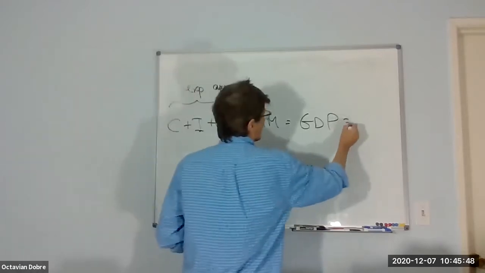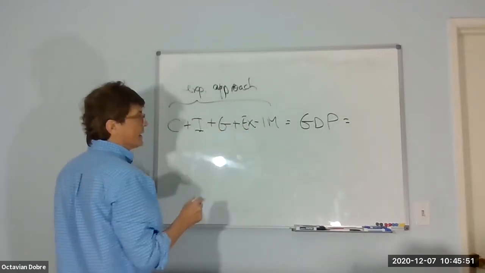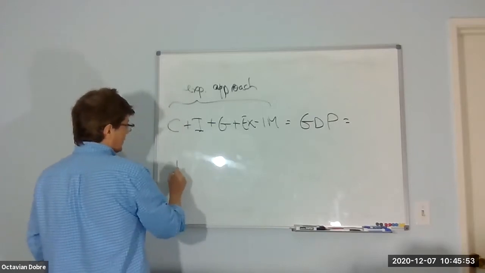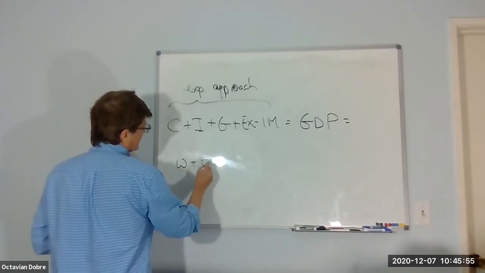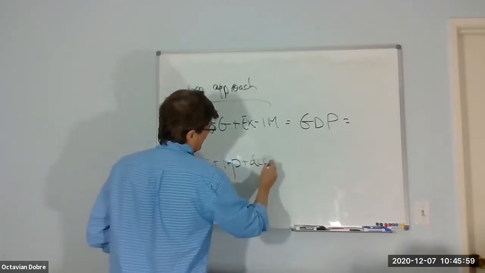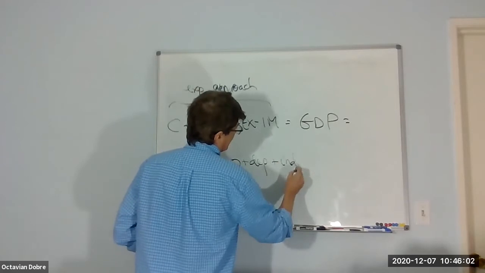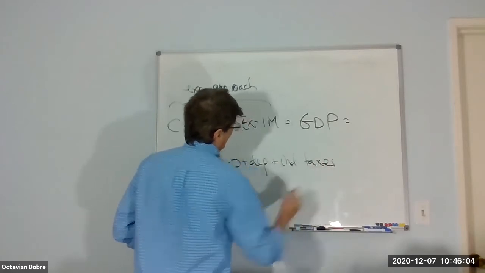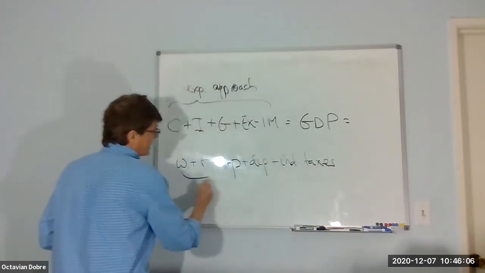And we can also calculate GDP via the income approach. And that was wages plus rent plus interest plus profits plus depreciation plus indirect taxes. Okay. So this is the income approach.